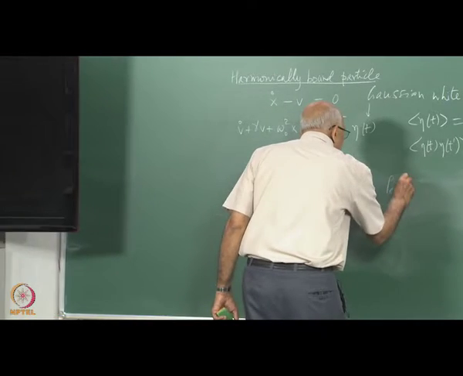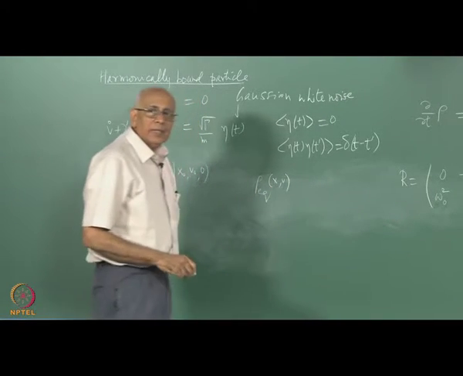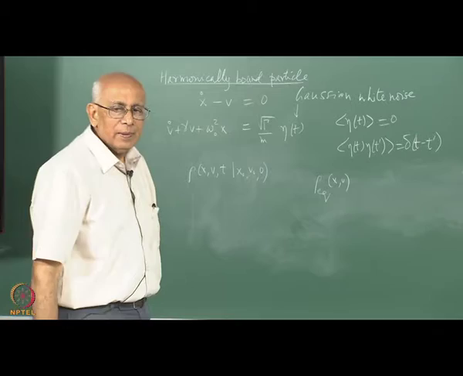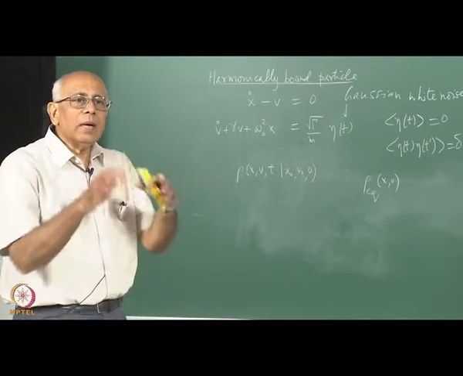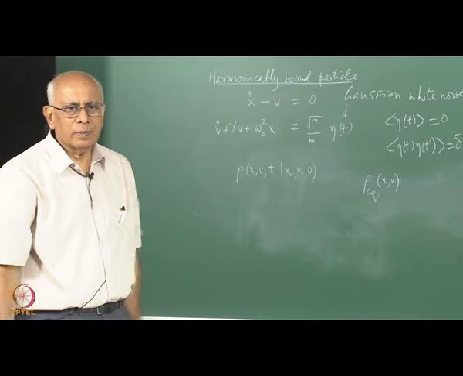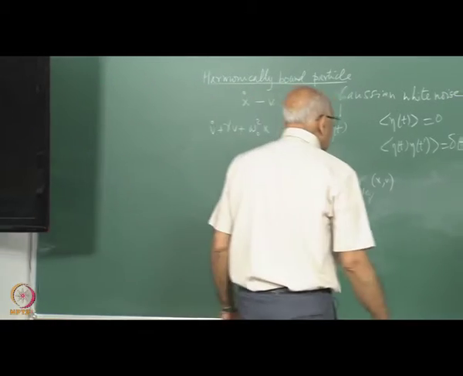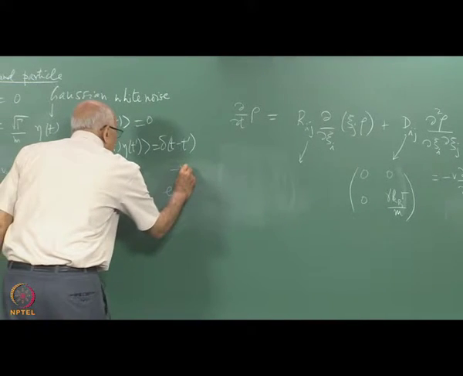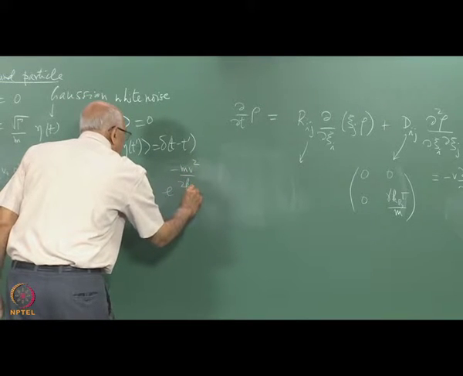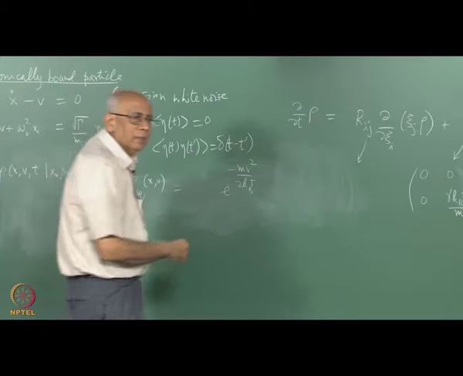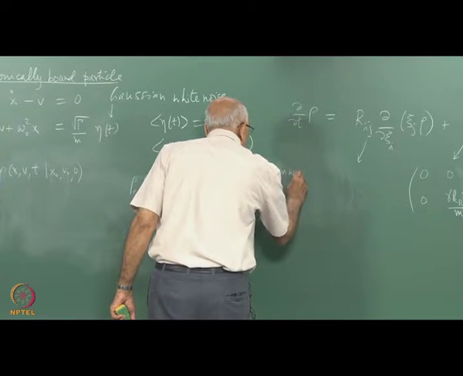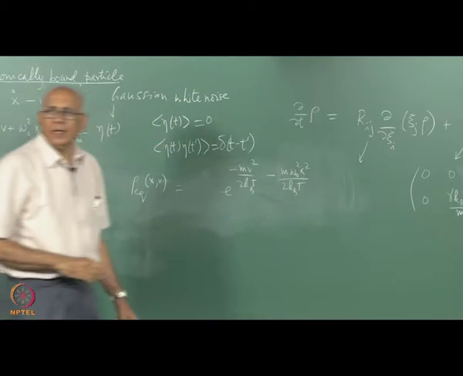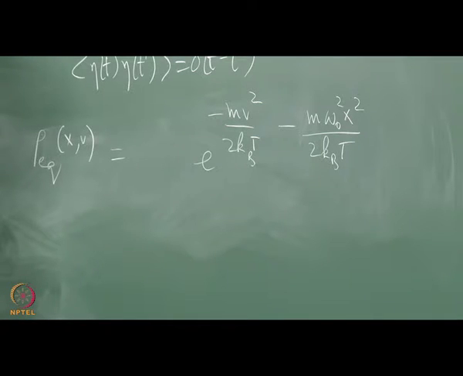Rho equilibrium of x and v, or the stationary distribution from equilibrium statistical mechanics, what would this be? It is e to the minus the energy over kT, appropriately normalized. So this would obviously be e to the minus m v squared over 2 k Boltzmann T, that is the kinetic energy part, minus m omega naught squared x squared over 2 k Boltzmann T, that is the potential energy part, times normalization factors.